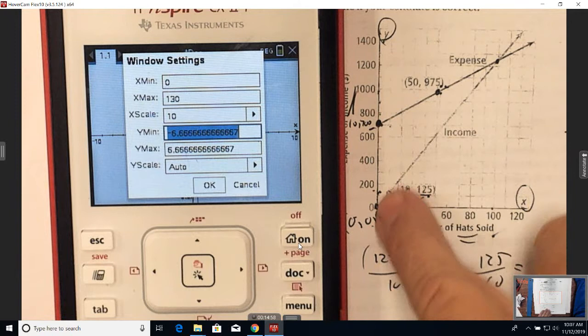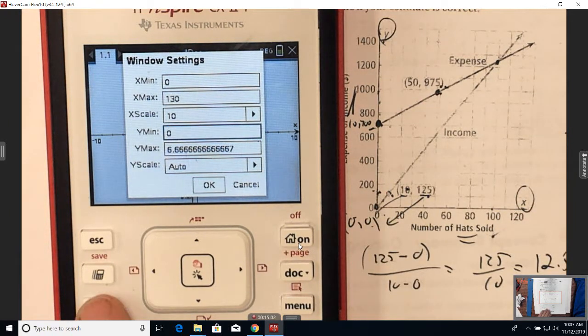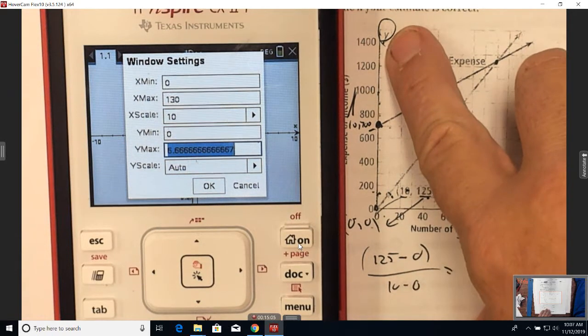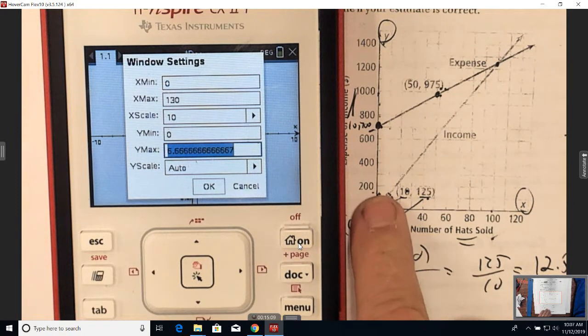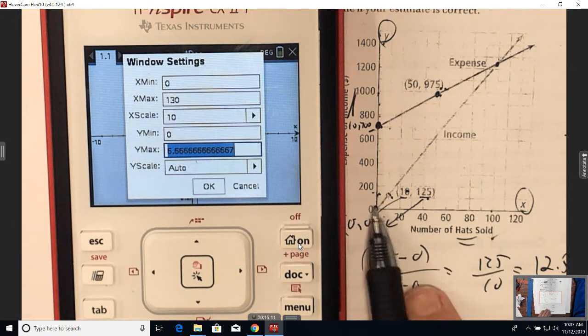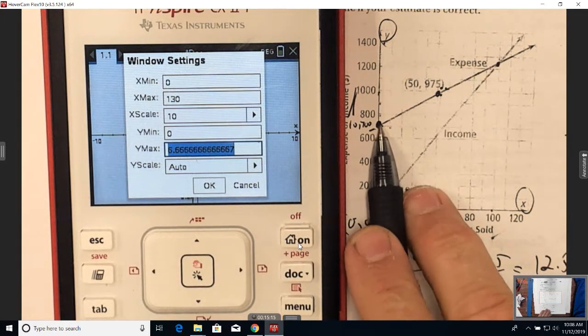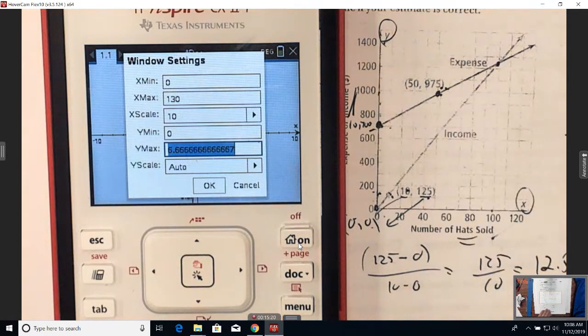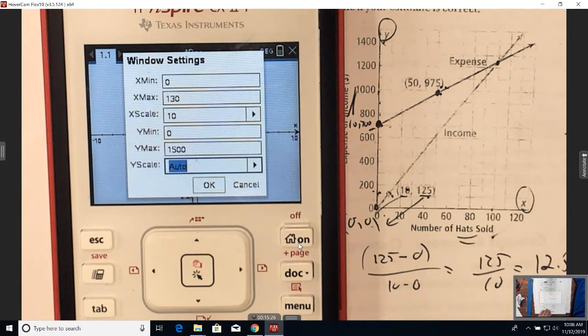So what's my Y minimum? Here's my Y's. What's my lowest Y? 0. What's my highest Y? 1 right above 1400. And so I've got to figure out, what am I counting by here? That's 100, 200, 300, 400, 500, 600, 700. Everybody good with that? So I'm counting by 100. So that highest point would be what? 1,500. And then what am I counting by there? 100. That's my scale. That's what it's asking.